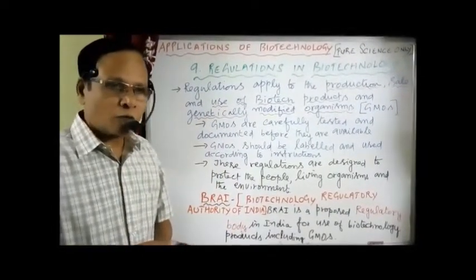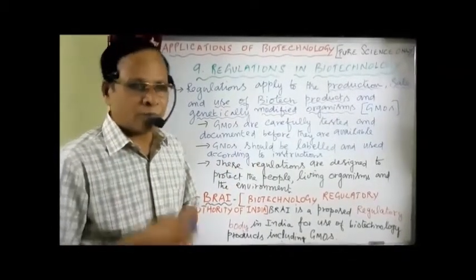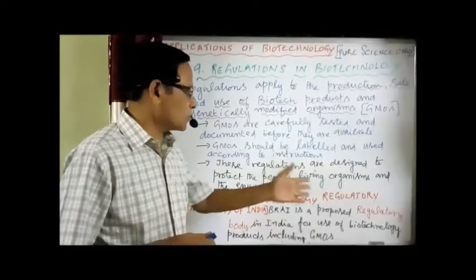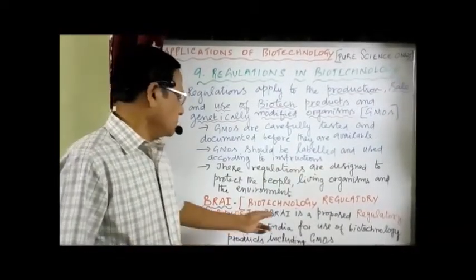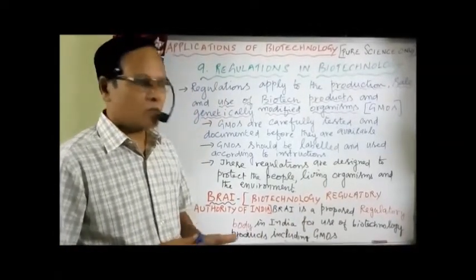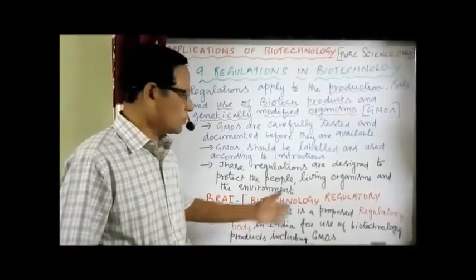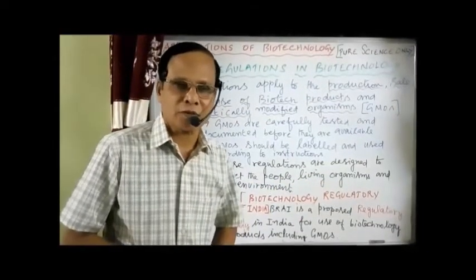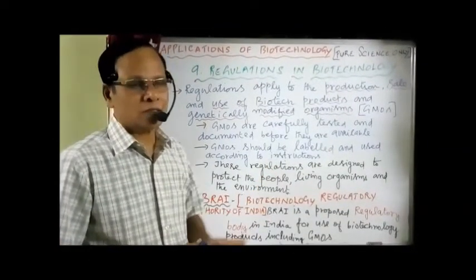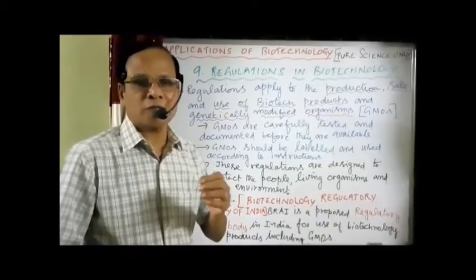So we can use them only after getting a patent or the necessary approvals. BRAI is a proposed regulatory body in India. The purpose is the use of biotechnology products, including genetically modified organisms. This is number one. The next one is GAC, the genetically engineered advisory committee.